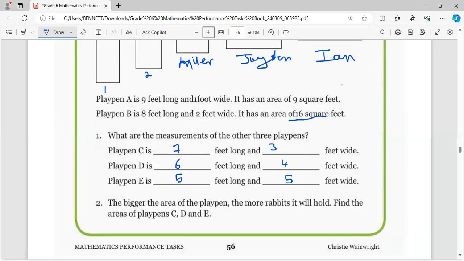Sir, can you scroll up, sir? Sir, David said he doesn't understand. His brain hurts. What part of it, David?